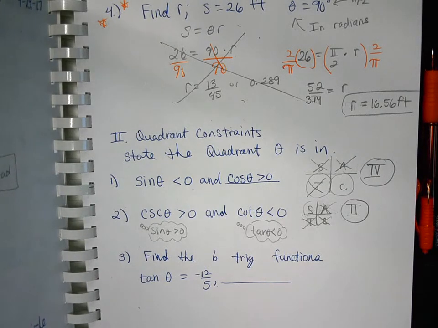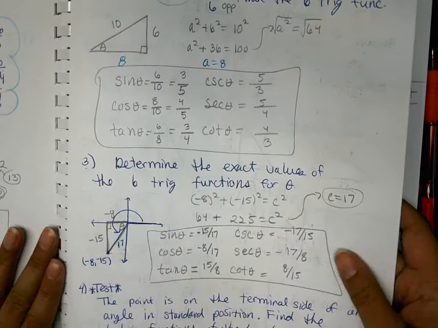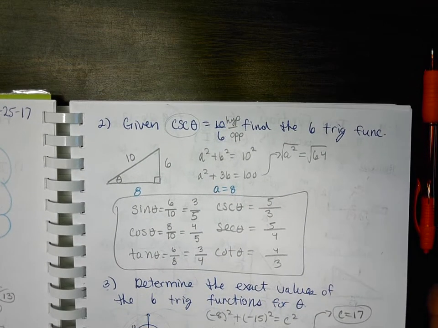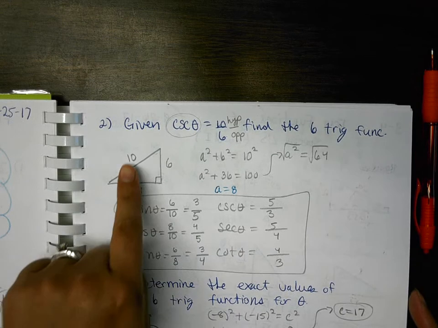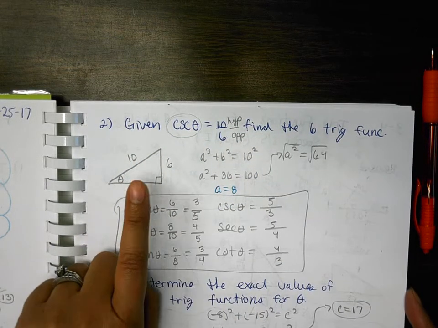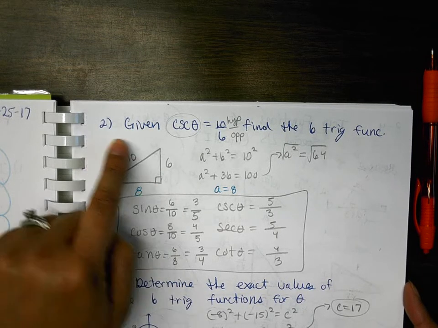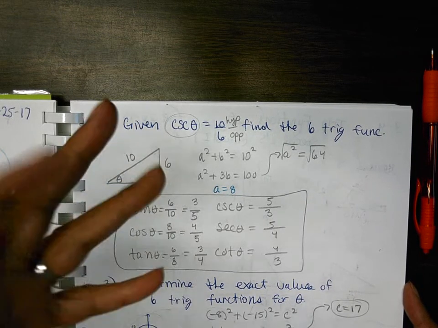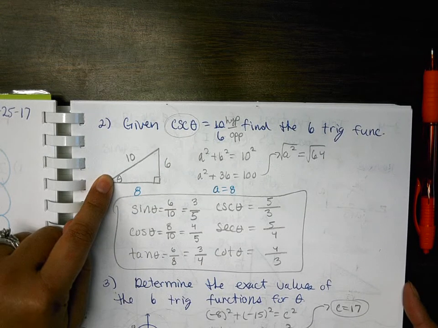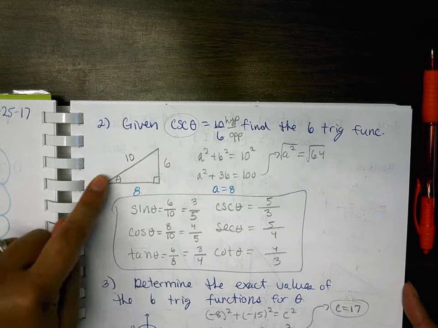Okay. Everybody have it? Now, do you remember a few days back, this was the 25th, I said given cosecant of theta is 10/6, find the 6 trig functions. And I told you then it doesn't matter how you draw your triangle. Your right angle can be up here, over there, over here, as long as when you put theta in whatever corner you put it in, that 10 is the hypotenuse and 6 is opposite to your theta. Do you guys remember that?